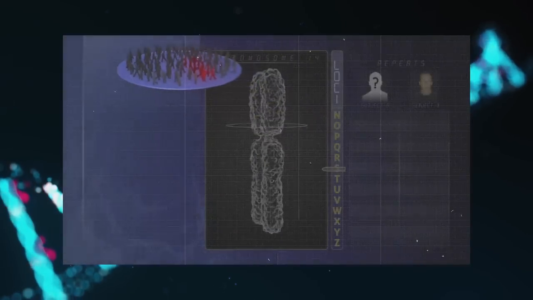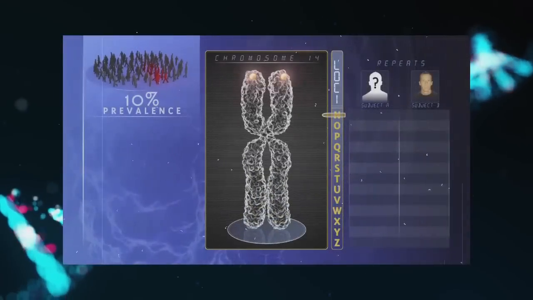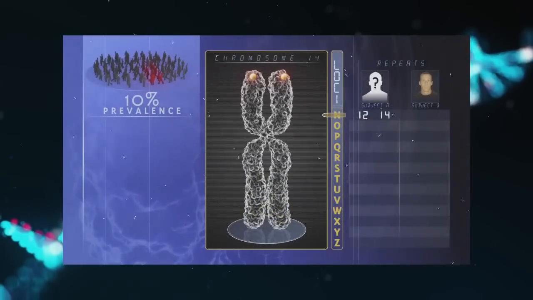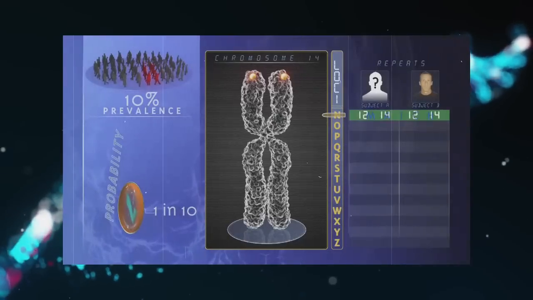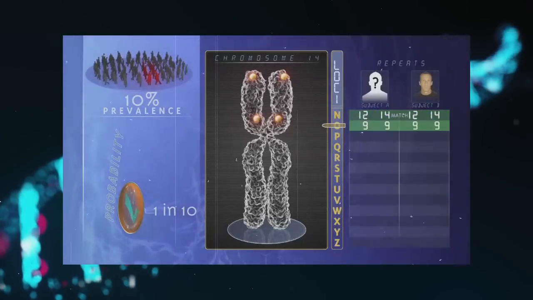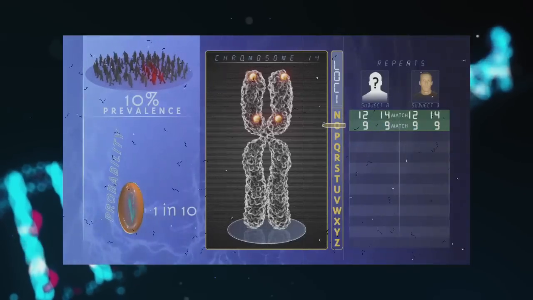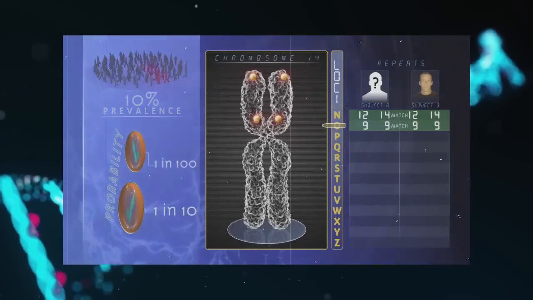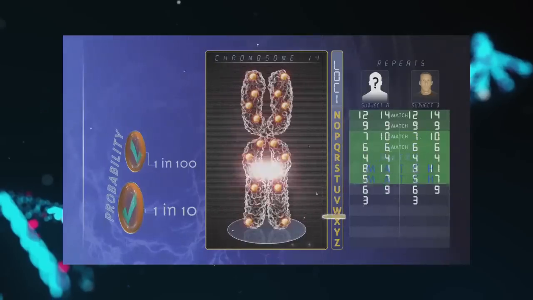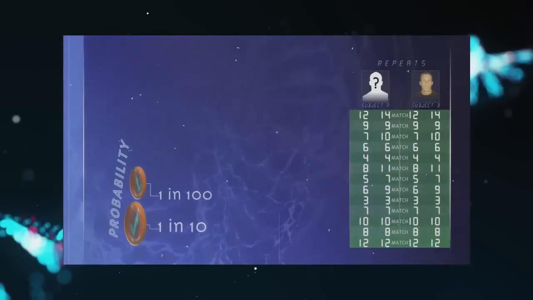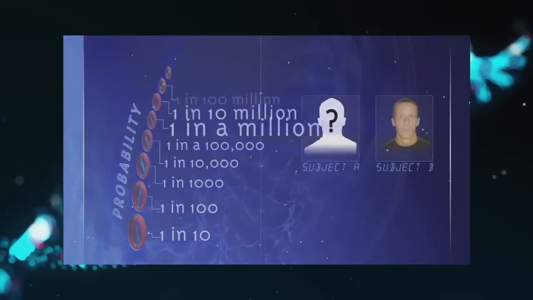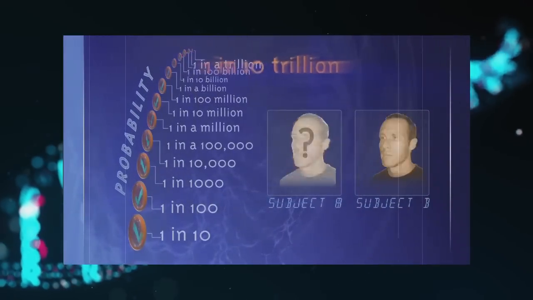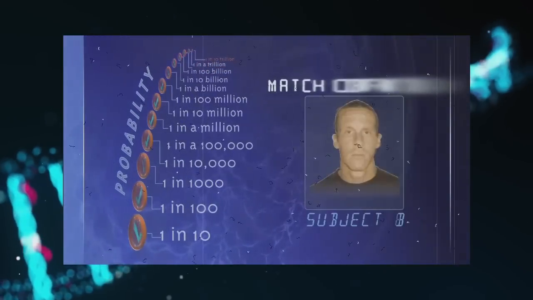If 10% of people have the same number of repeats at a given STR, for example, finding a match at that site is merely suggestive that two samples are a match. If two sites with the same prevalence match, the odds drop to 1 in 100 that the similarity is coincidental. If 13 sites match, the odds that any two people would possess such a fingerprint are so small, about 1 in 10 trillion, that the result can be considered a definitive match.